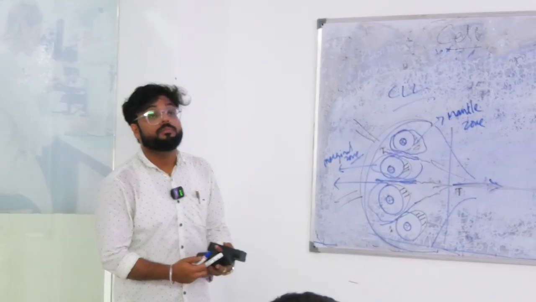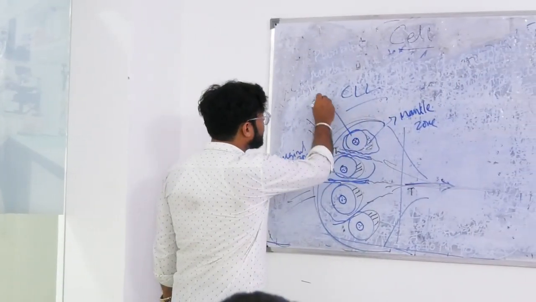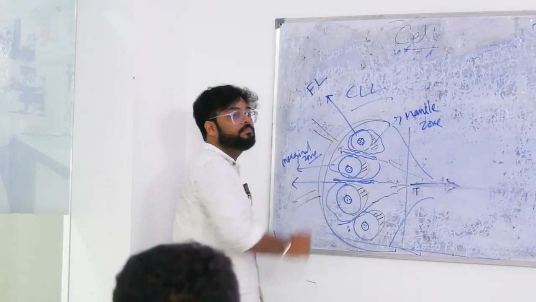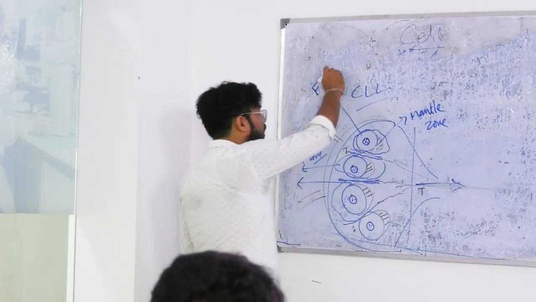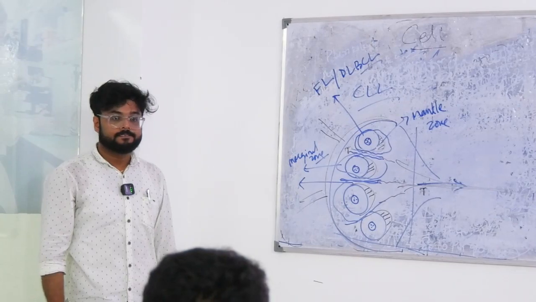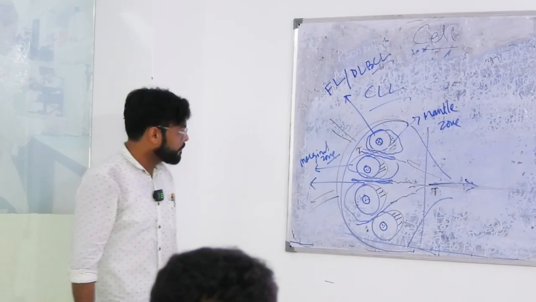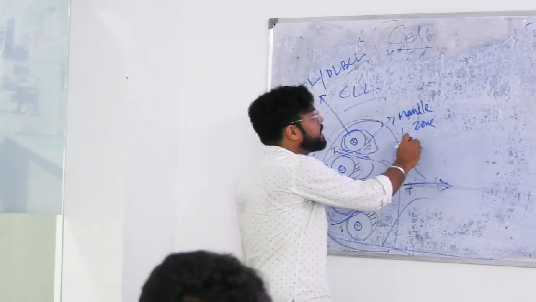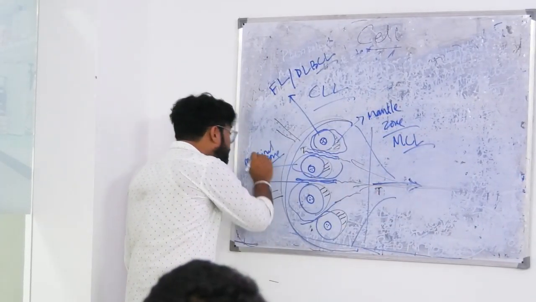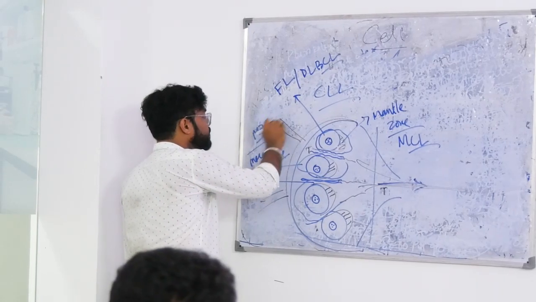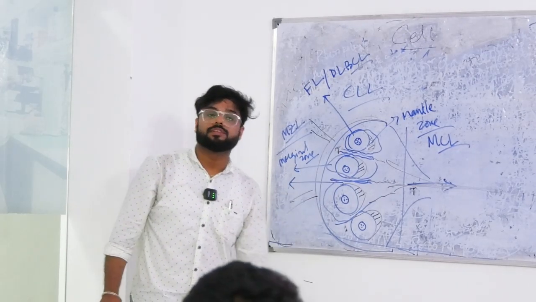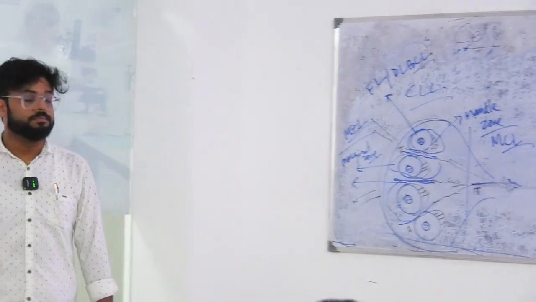So if the lymphoma arises from this germinal center, that will be follicular lymphoma or DLBCL, diffuse large B cell lymphoma. If it arises from mantle zone, then mantle cell lymphoma. If it arises from marginal zone, then marginal zone lymphoma. And of course, it might arise from T lymphocytes, so T lymphocytic leukemia, lymphoma.